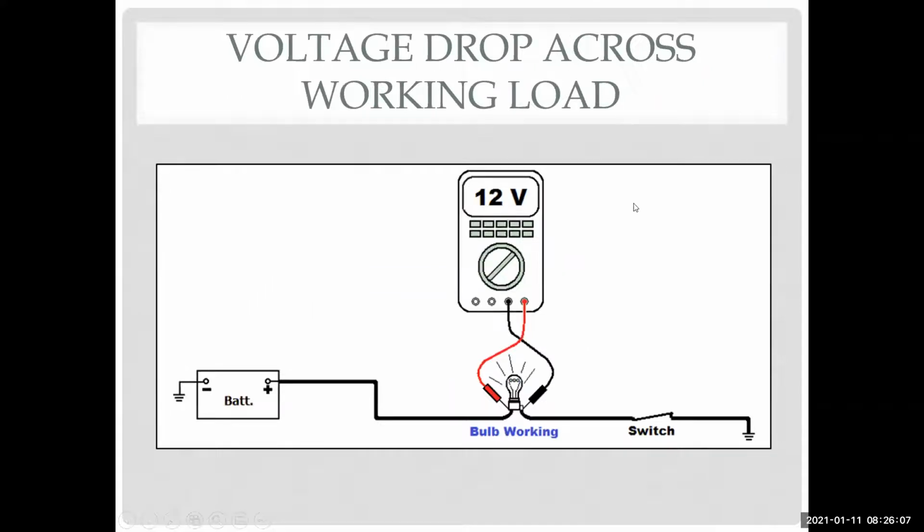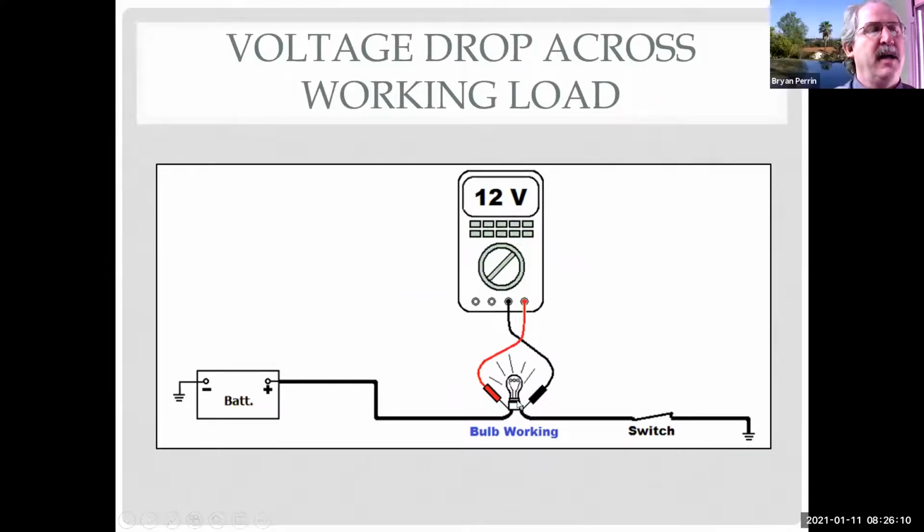The other neat thing about this test is that if I have a load, in this case, my light bulb, and I just go to the light bulb with it plugged in and I double check, I back probe the negative and back probe the positive, I should see all my applied voltage. I should see 12 volts.